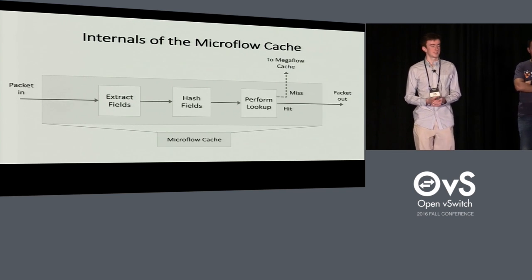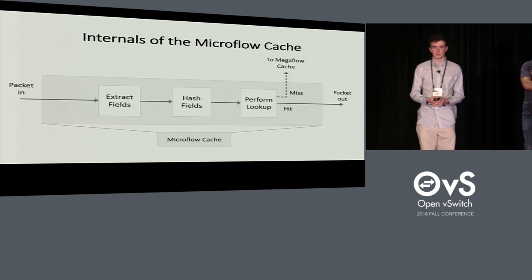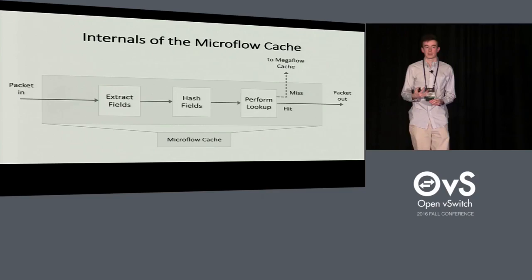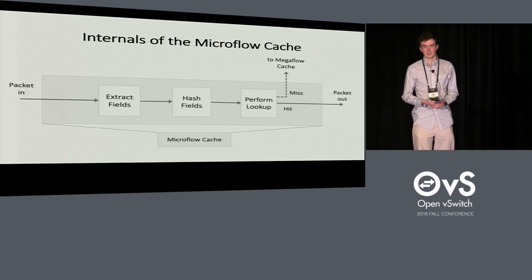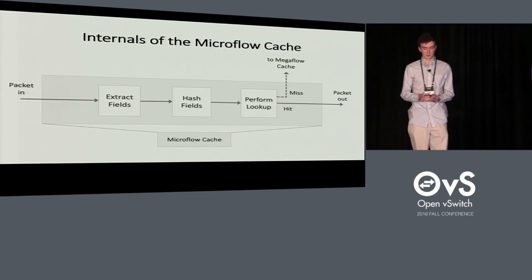After the hash field stage, there's a lookup. This lookup uses the hash calculated in the previous stage to speed up the lookup process, and this is done to figure out what action to perform on the packet. So here you have two possible scenarios. You can have a hit or a miss. If you have a hit, you carry out your action and the packet leaves the Microflow Cache. If you have a miss, you send your packet to the Megaflow Cache and it gets processed there.